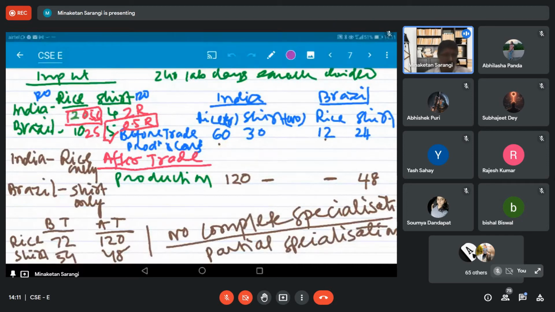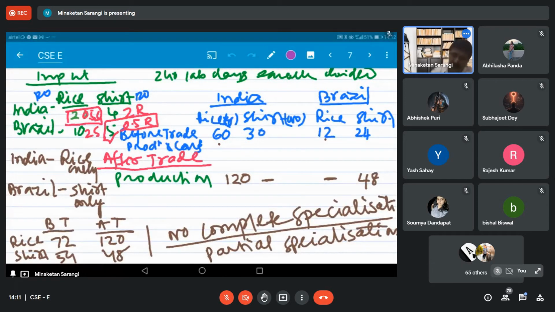So here we observe, since the total production of sack after trade is less than the total production of sack before trade, complete specialization will not help in answering the trade between the two countries, India and Brazil. If complete specialization is not the answer in this situation, then we'll go for partial specialization.